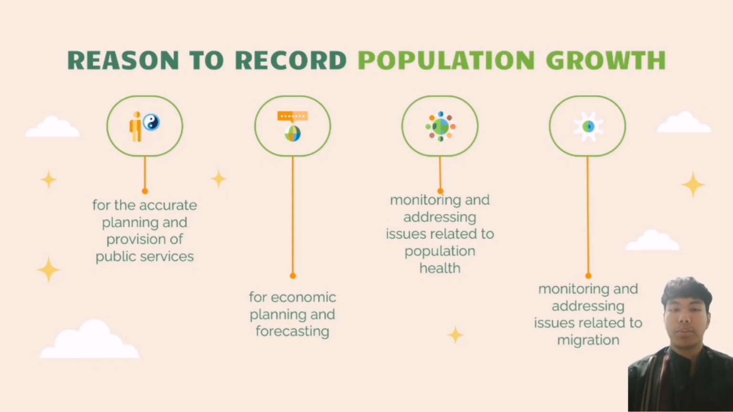Accurate population data allows policymakers to ensure that resources are allocated in a way that meets the needs of the population. Second, population data is also crucial for economic planning and forecasting. A country's population size and growth rate can have a significant impact on economic performance, and accurate population data is needed to make informed decisions about investment, employment, and government spending. Third, population data is also important for monitoring and addressing issues related to population health, such as maternal and child health, infectious disease, and environmental health.